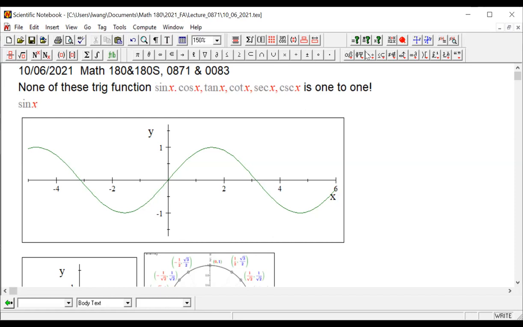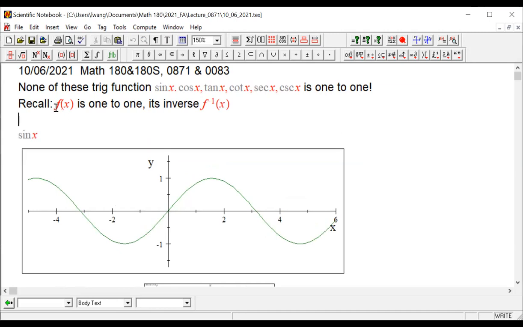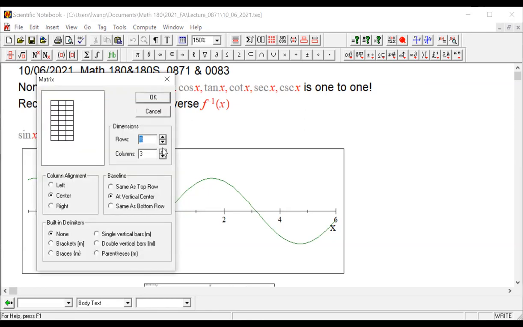Recall the relationship between them. If a function has an inverse, it is one-to-one. If f of x is one-to-one, its inverse, f inverse, is the inverse of f of x. They have some relationship. So what are those relationships? We have seen those relationships.